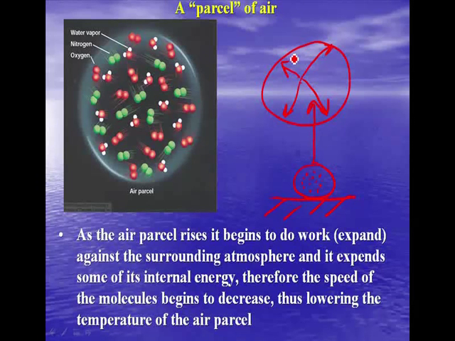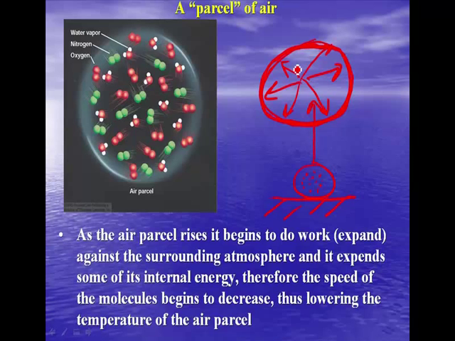Now keep in mind, it uses some of its internal energy to do this work, to expend energy. To be able to increase the size of the air parcel, molecules have to do work, and it does work against the surrounding atmosphere. When we begin to expend energy, the average molecular motion inside the air parcel begins to decrease. And we know that temperature is related to the average molecular speed. So as the molecules expend energy to increase the size of this air parcel, the average speed begins to decrease, and so we would see temperature also beginning to decrease.